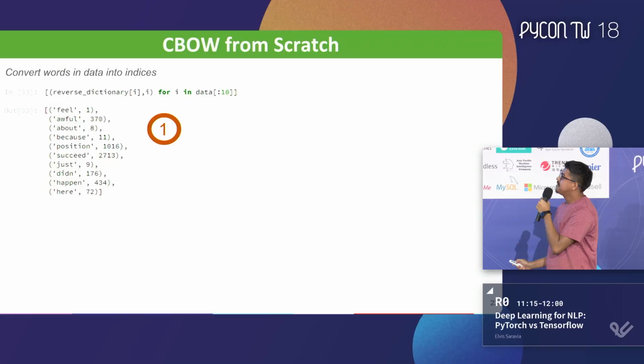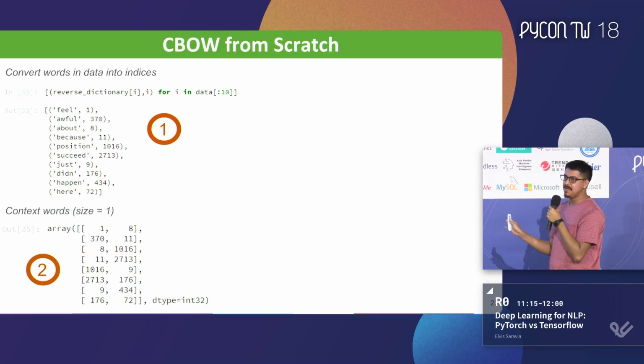So the first step, assuming you know what the data set looked like, which I showed you before, is to convert words into indices. You can see that each word in the vocabulary has a corresponding index on the right. That's the first step. It's a very easy way to train these models, by the way. It shouldn't really stop you from training your own Word2Vec.